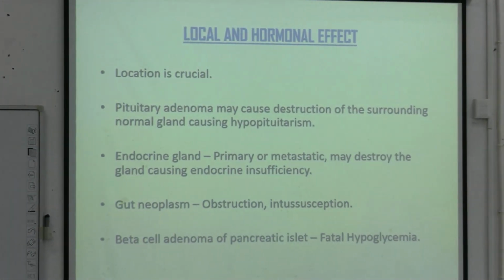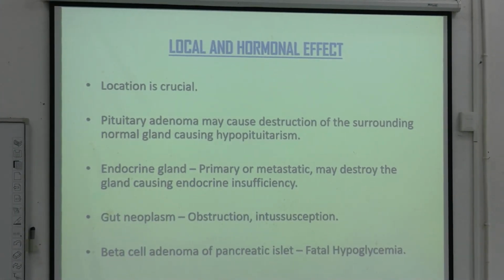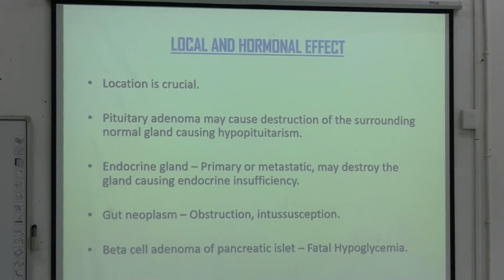Sometimes a tumor can ulcerate through the mucosa, giving rise to bleeding. Sometimes tumors can ulcerate through the mucosa, giving rise to bleeding, resulting in what?